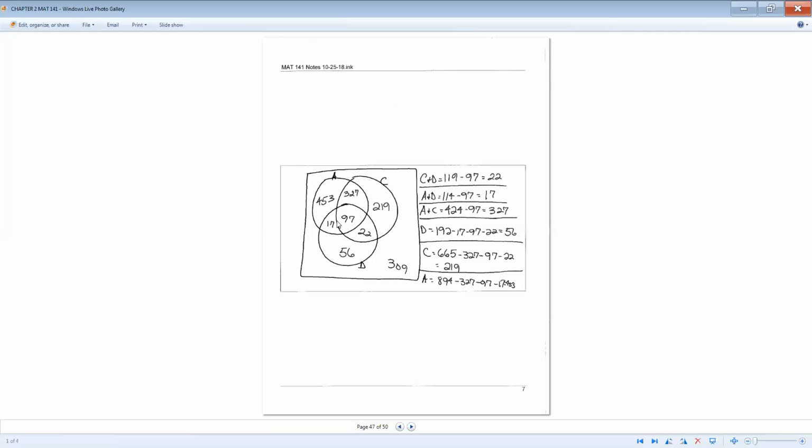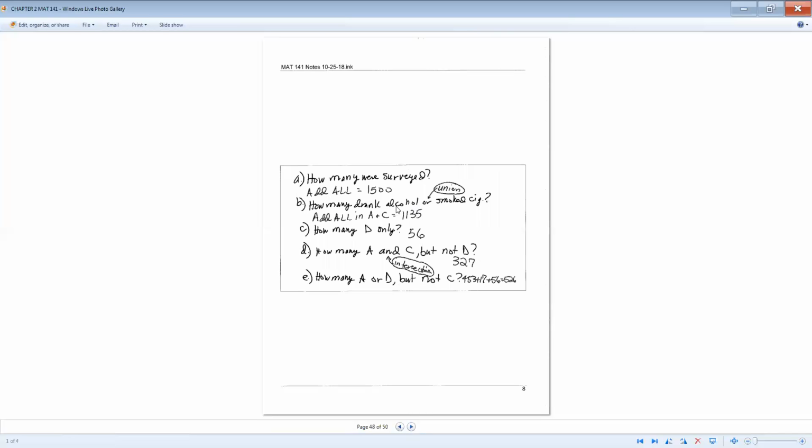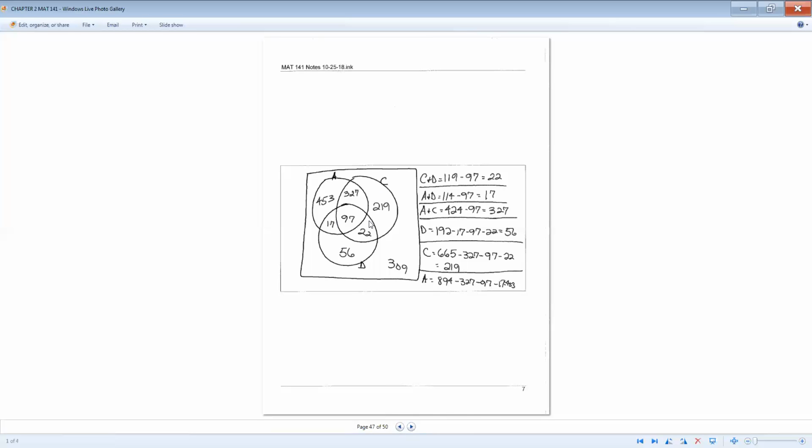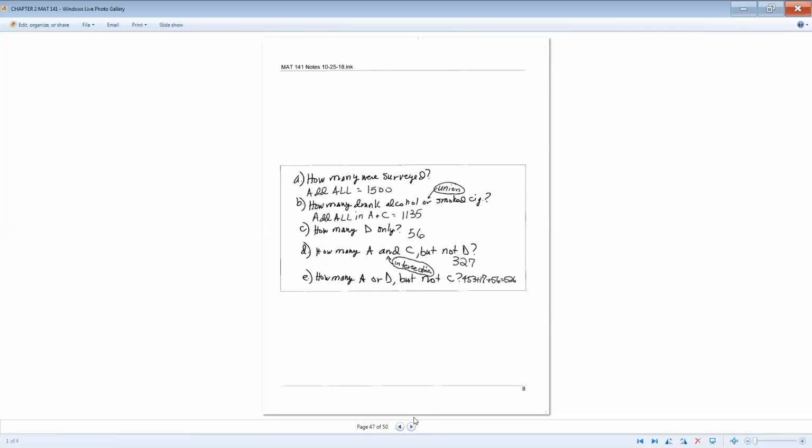So that's the Venn diagram. Now this one asks us to create the Venn diagram and answer questions. So that's what the next few slides will be about. So how many people were surveyed all together? You would just add up all of your numbers and you get 1,500.